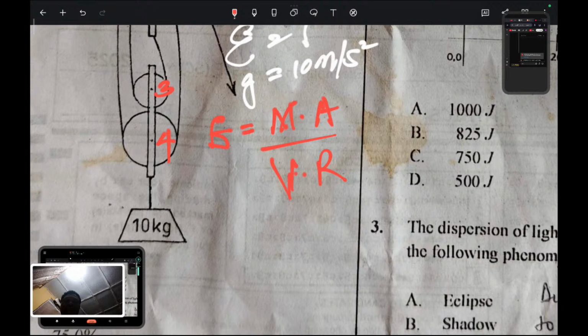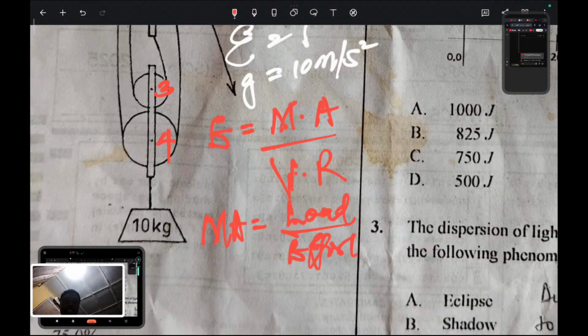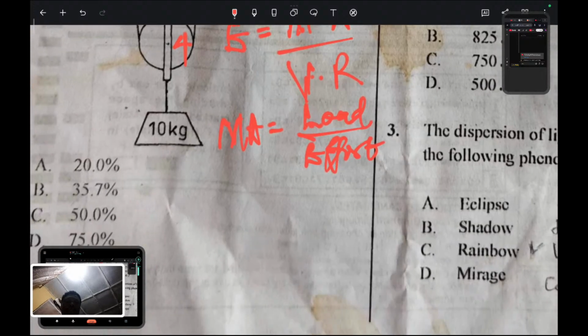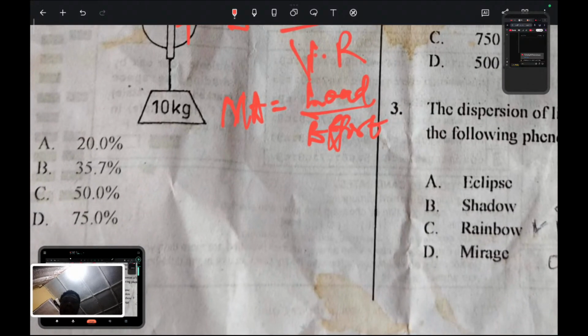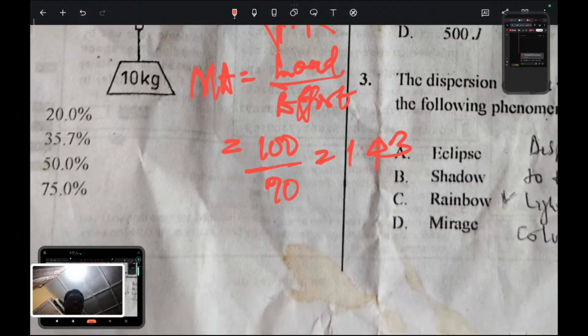Is that clear? And we know that mechanical advantage equals what? Load divided by effort. So our mechanical advantage will now equal, what is our load? 100 Newton divided by 70, which will give us what? 1.43. I hope you are following.